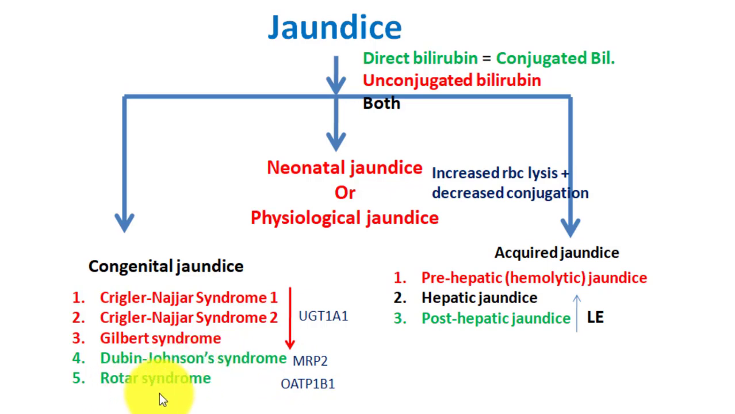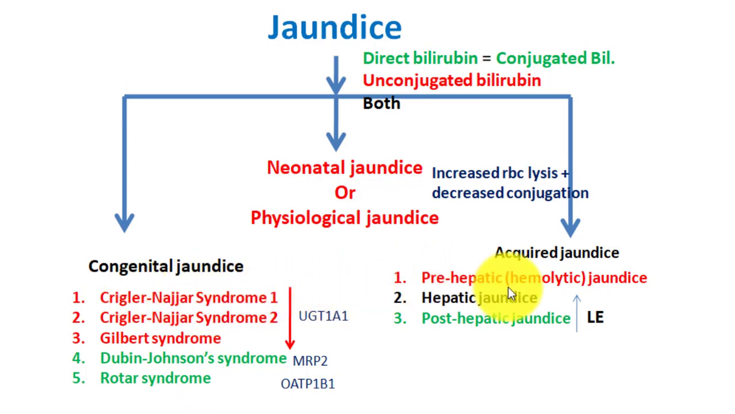Then the fifth congenital jaundice is Rotter syndrome. In Rotter syndrome, what happens? This protein is defective. This protein is called organic anion transporting polypeptide 1B1, and what it does is take the regurgitated conjugated bilirubin back to the hepatocytes so that it would be secreted. So a defect in this protein will cause Rotter syndrome. So Dubin-Johnson and Rotter syndrome have isolated conjugated hyperbilirubinemia, and these three will have isolated unconjugated hyperbilirubinemia.